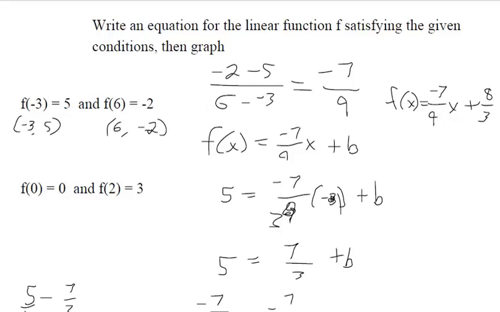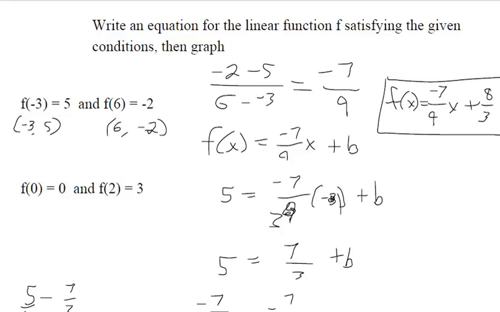Okay, and then you could test it out. Plug in the other data point. It should make a true statement if you've done it right. If you plug in 6 in here, then that's -14/3 plus 8/3. That makes -6/3, which is -2. So if I plug in this data point, I get a true statement. So that means we've got the right function.